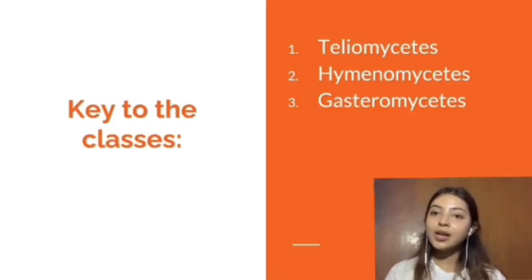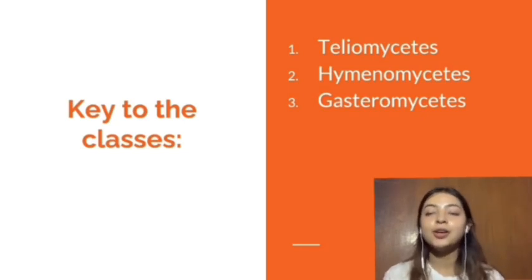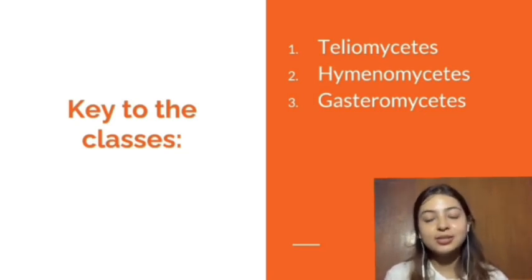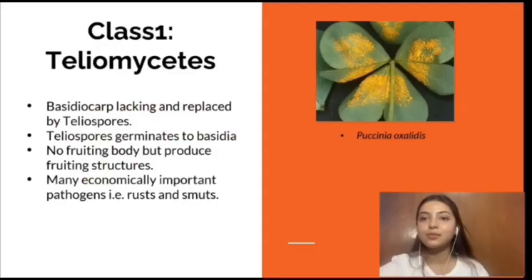Basidiomycetes is divided into three classes: class number 1, Teleomycetes; class number 2, Hymenomycetes; and class number 3, Gasteromycetes. Moving on to the next slide.